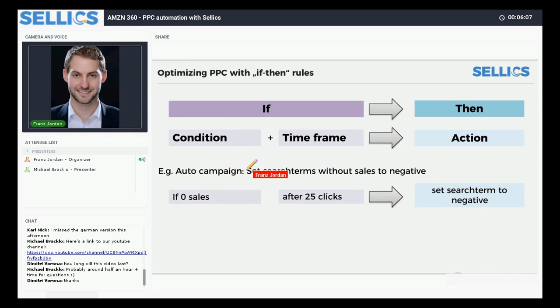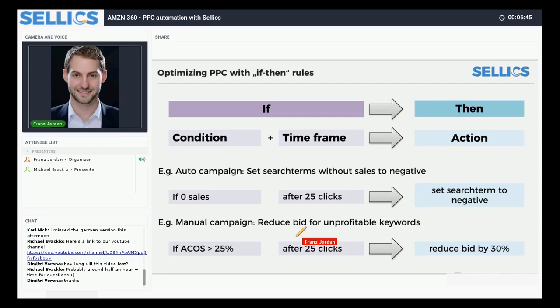So for instance, if we have an auto campaign, a very typical strategy would be to set search terms without sales to negative, right? So how does this phrase here, set search terms without sales to negative, translate into an if-then relationship? Well, essentially the condition is that if you have 0 sales, the time frame in this case is 25 clicks. So if you have 0 sales after 25 clicks, you want to set those search terms to negative. That's the action. So obviously this is very easy, so we just translated this kind of strategy into an if-then relationship.